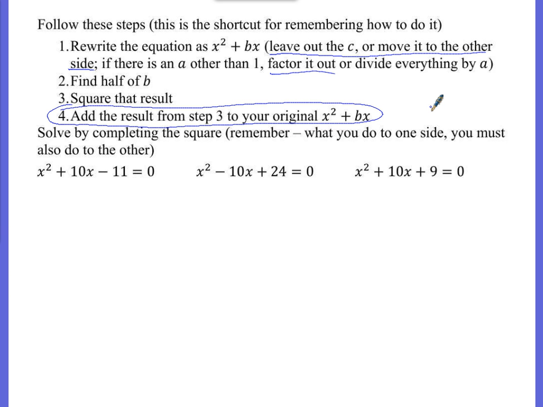So the directions here say solve by completing the square, and then remember, what you do to one side has to also be done to the other side. So let's take a look at that first one. I want to solve by completing the square. Follow the steps. It says rewrite the equation as x squared plus bx, meaning we need to get the c term out of there. So either we push it off to the side or we move it to the other side. In this case, we're going to move this to the other side. So to do that, I have to do what? Add 11 to both sides. Now I'm going to write x squared plus 10x, and then I'm going to leave a gap where the negative 11 was, and then write equals 11 because I added 11 to both sides.